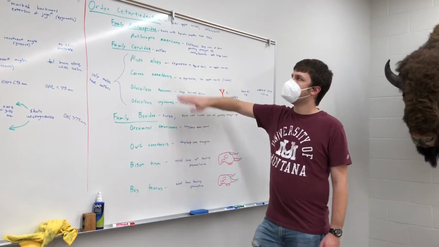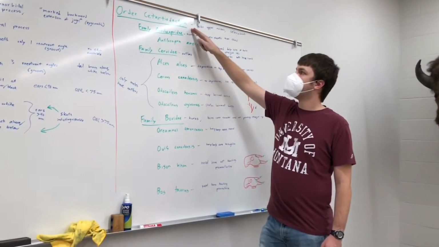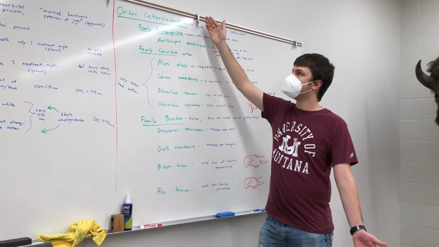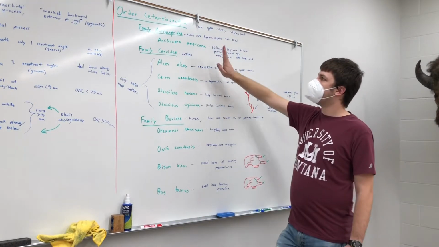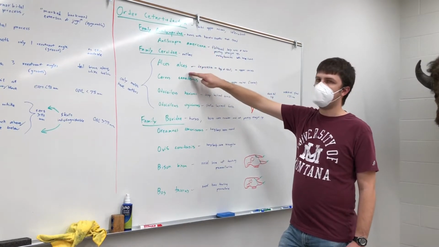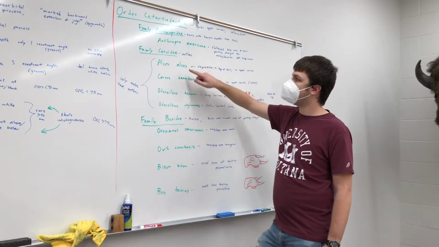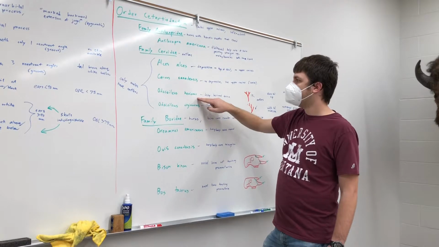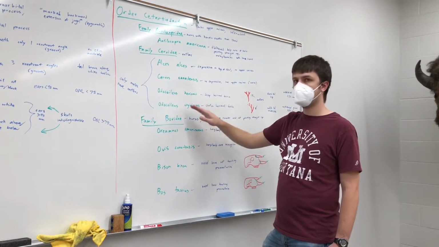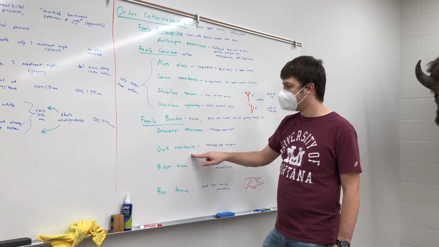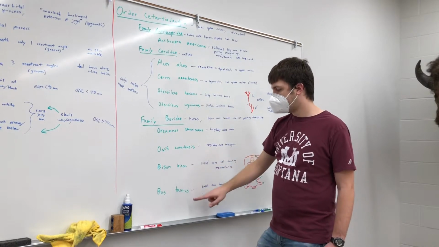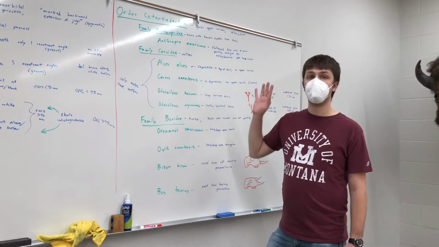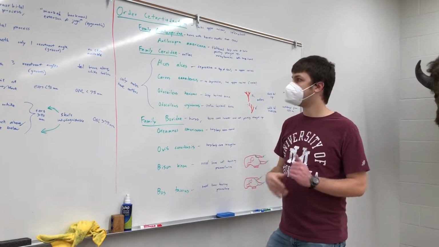Over in Cetartiodactyla, these are our even-toed ungulates. In Montana we don't have any cetaceans, we don't have any whales or dolphins. We have pronghorn, and then in the deer, we have our moose, elk, mule deer, white-tailed deer. Family Bovidae, we have mountain goat, bighorn sheep, bison, and we're comparing the bison to the domestic cow. You should be familiar with a lot of these species, so hopefully that makes it easier.